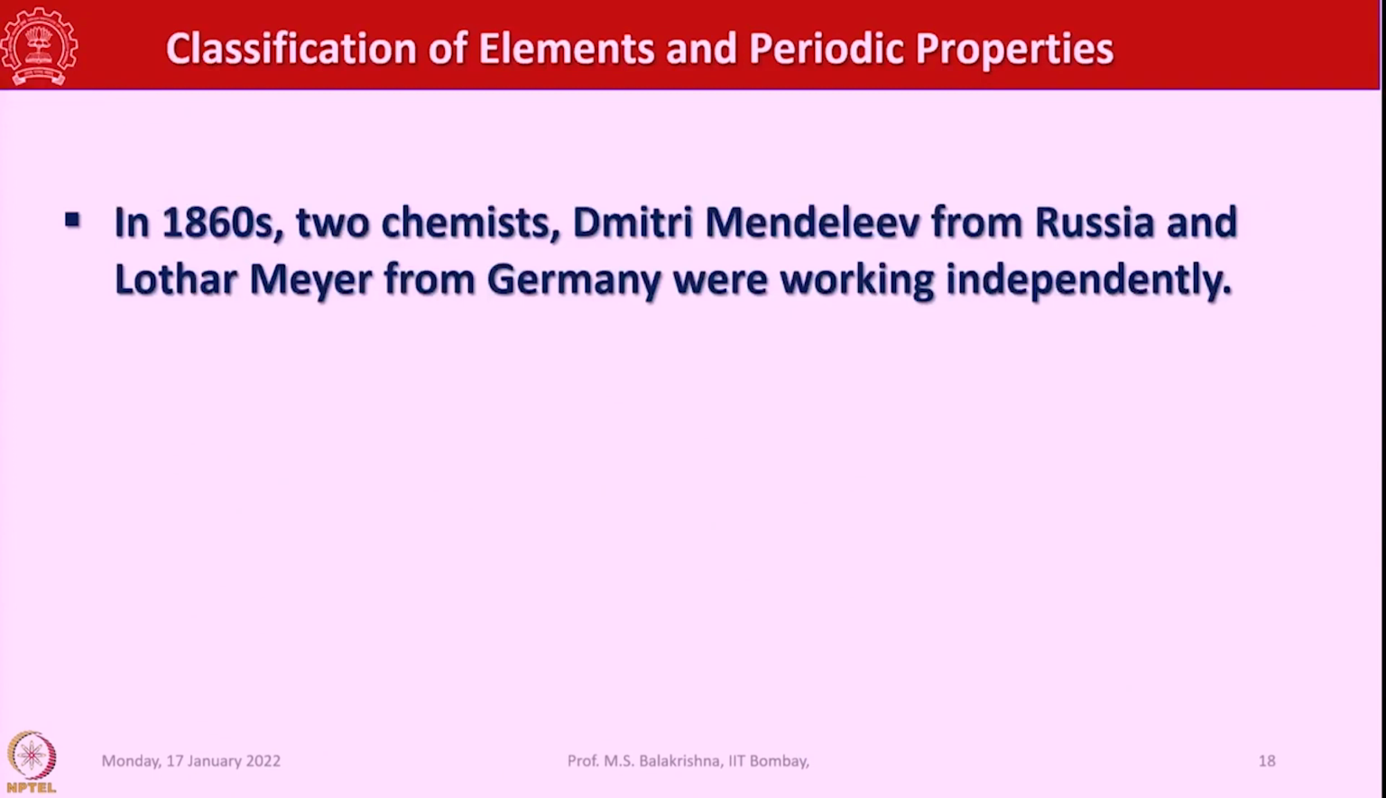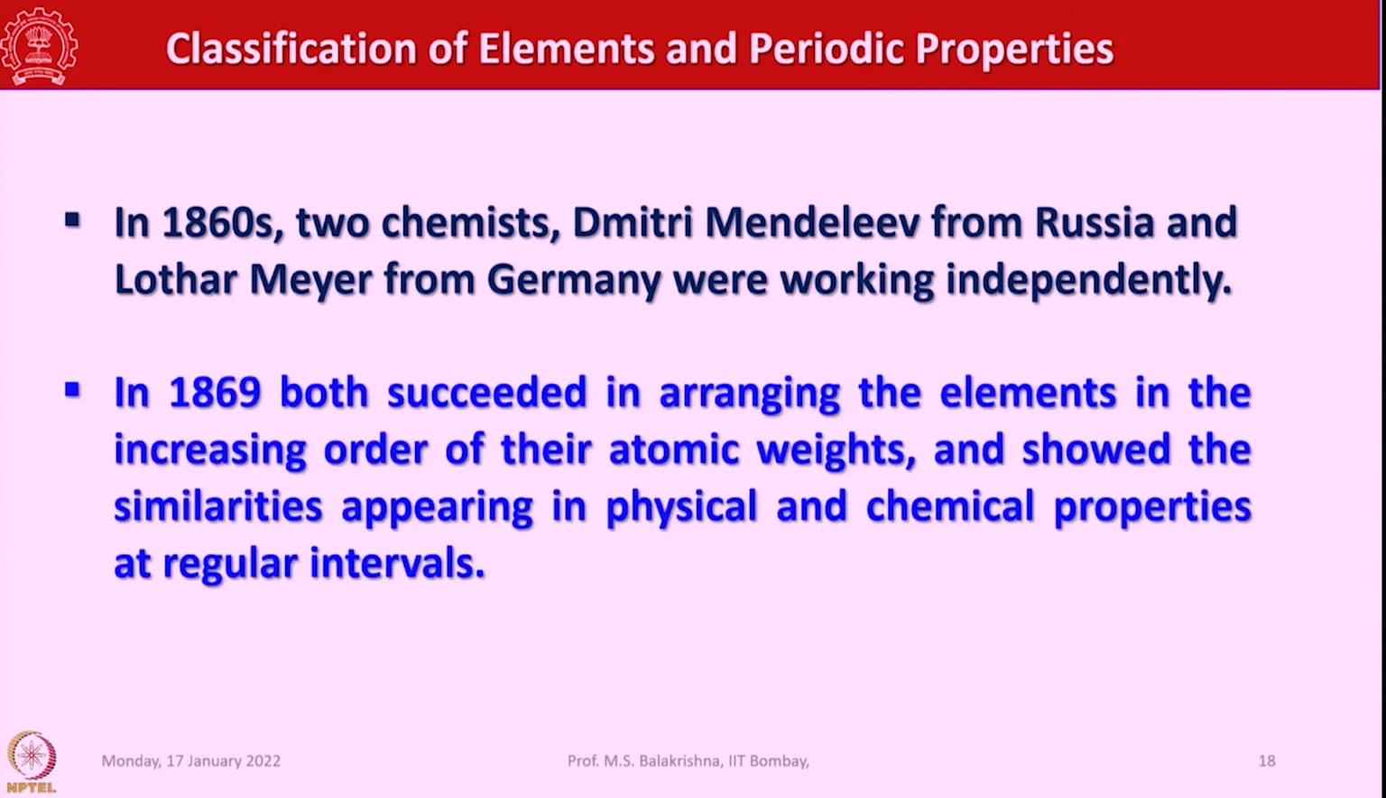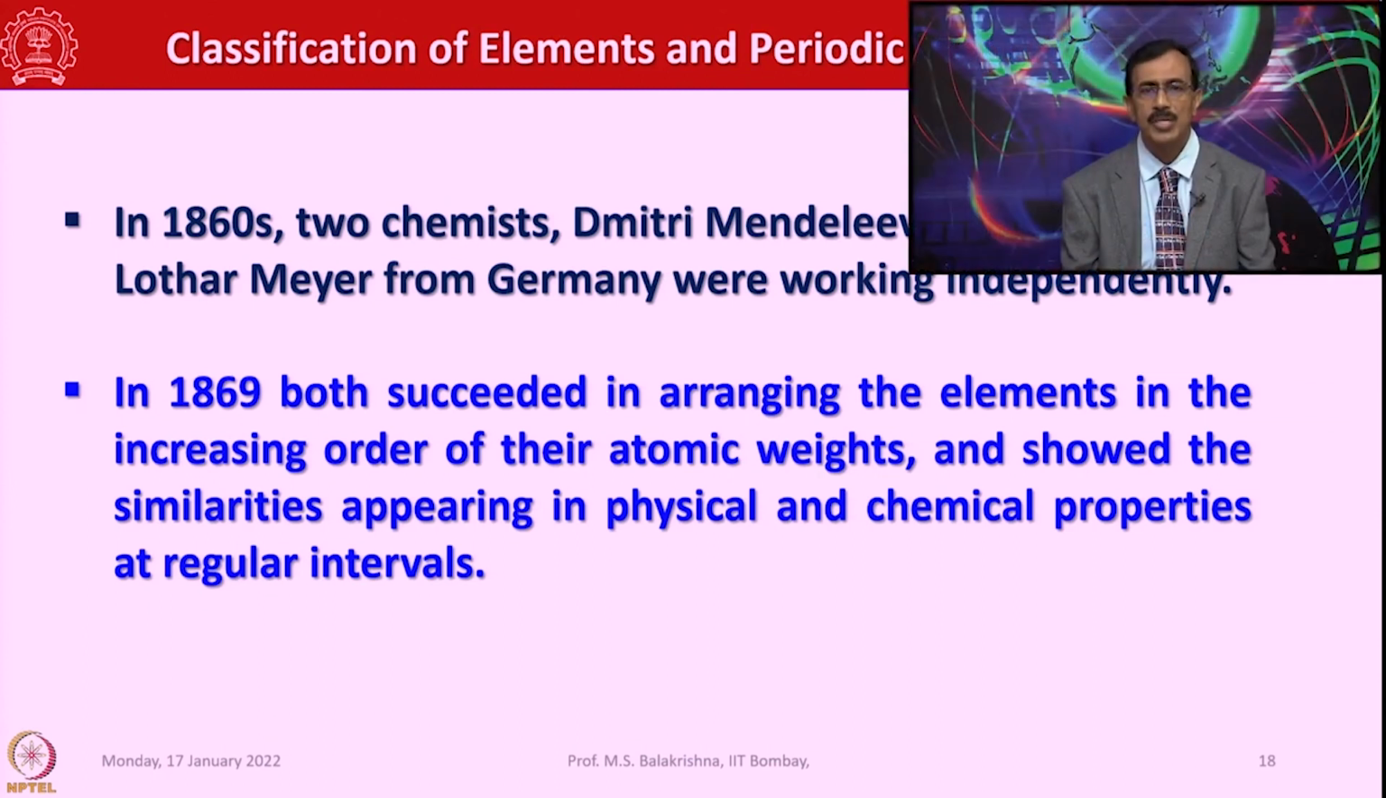And in 1860 two chemists, Dmitri Mendeleev from Russia and Lothar Meyer from Germany, started working independently to arrange the elements in an order. In 1869 both succeeded in arranging the elements in the increasing order of their atomic weight and showed the similarities appearing in physical and chemical properties at regular intervals.